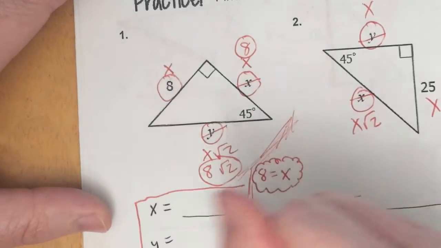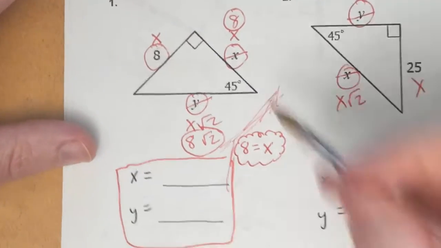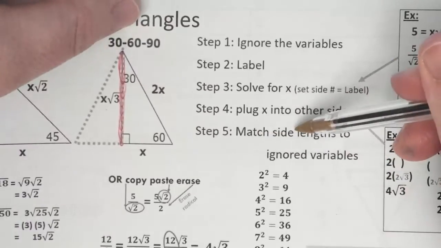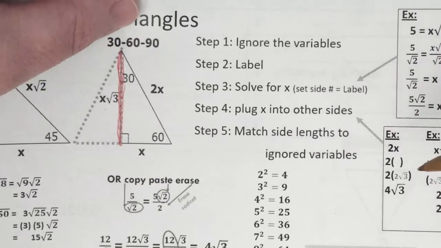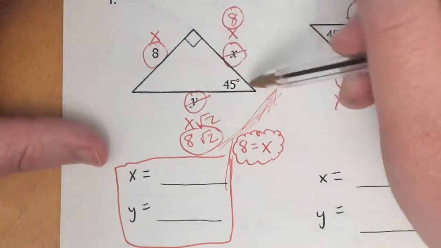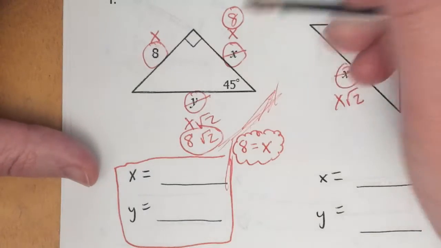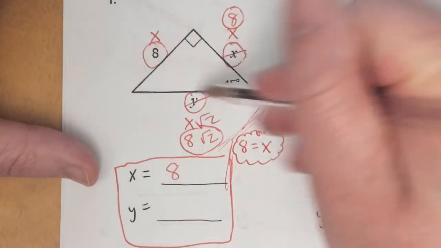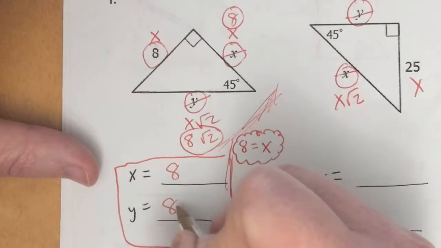Your final answers. Sorry, this is your final step: match your side lengths to your ignored variables. This side was a black x. This side also equaled the number 8. This side was a black y. This side also equaled 8 radical 2.